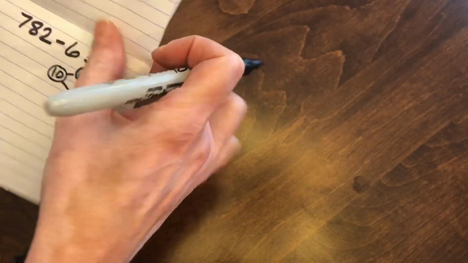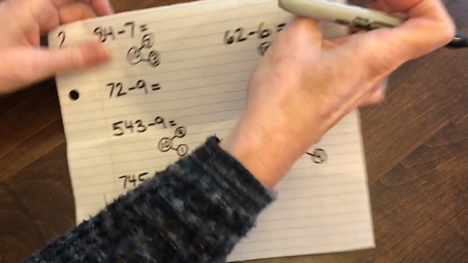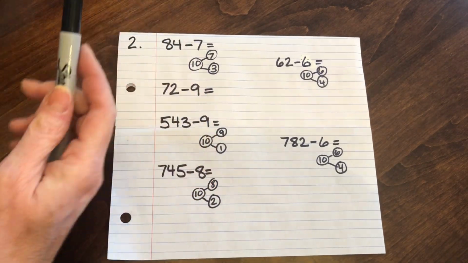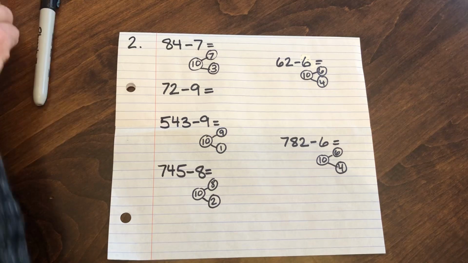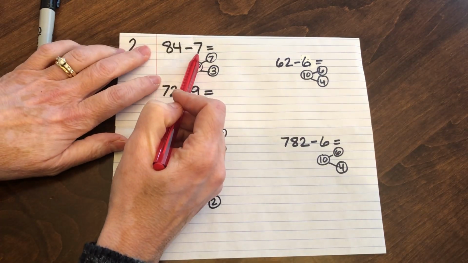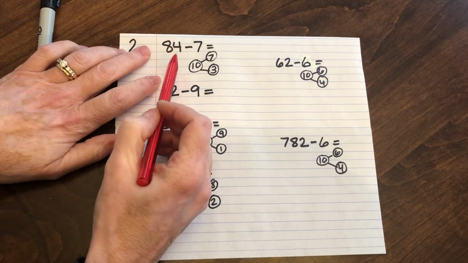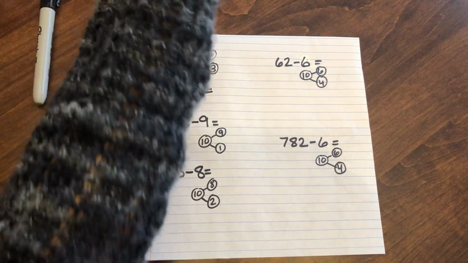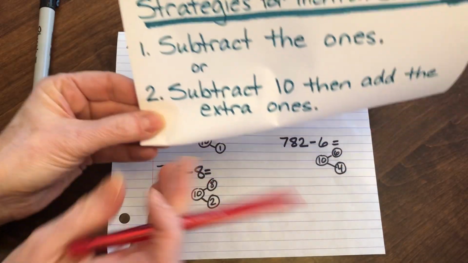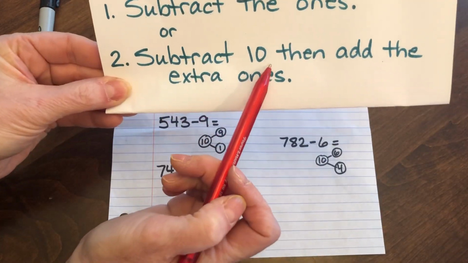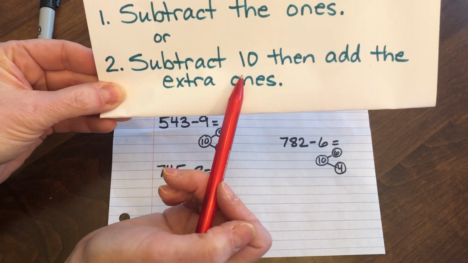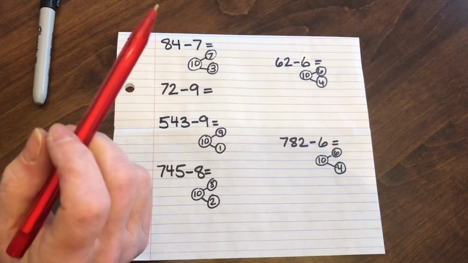Well, sometimes it's not so easy. Sometimes you get to a place where you look at the ones place and it's not going to work out so easily. Like these. You look in your ones place here and the 4 minus 7, can I do that? I cannot do that. So it's not as easy to do in my head without calculating. So we use strategy number 2, which is subtract 10 and then add the extra ones back in. It's a whole lot easier to just pull out 10 than it is to pull out something else.